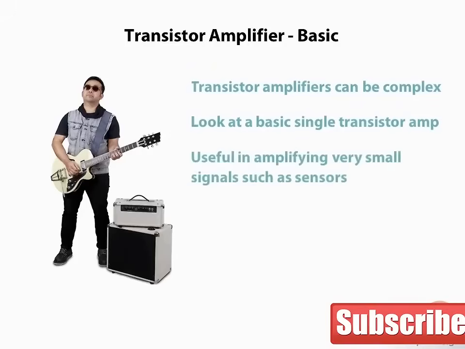We can use the same concept to get signals from sensors such as temperature and light sensors to a level that is useful in our signal processing circuits, such as the analog to digital converter in our microprocessor. With a single transistor, we can achieve gains from millivolt levels to voltage levels typically required for processing and measurement. Let's look at a simple transistor amplifier.